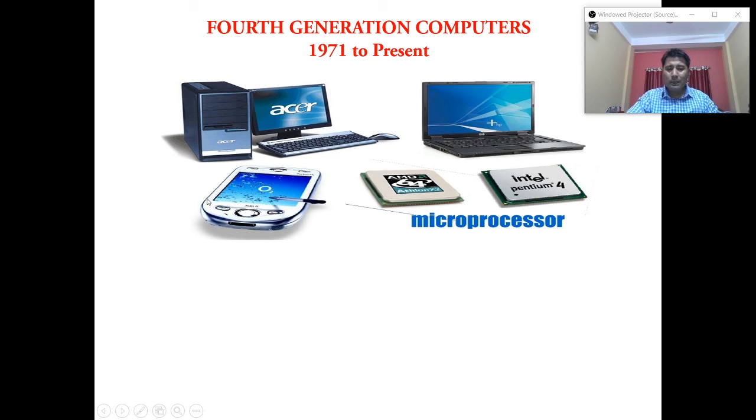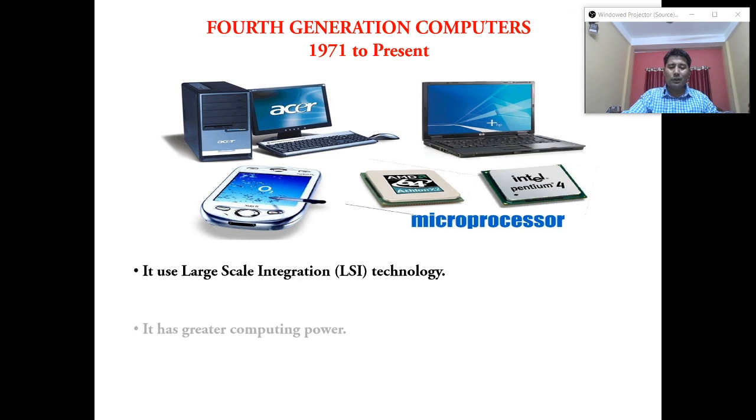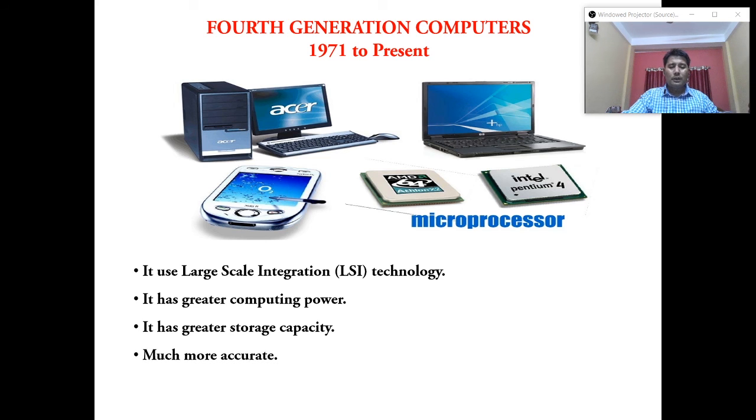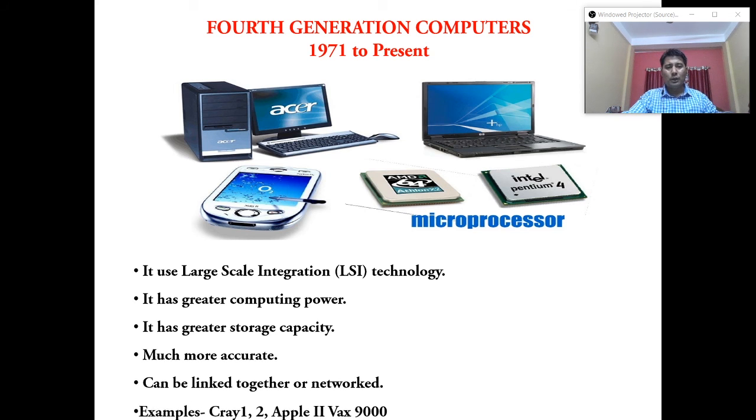So you can see some of the images here, and the microprocessor is the chip that is used to run the fourth generation computers. So the technology used here is LSI, that is large scale integration technology. It has greater computing power than all those generations of computers. It has greater storage capacity. It was much more accurate than other computers and can be linked together, or it can be networked. So these are some of the features of the fourth generation computer.